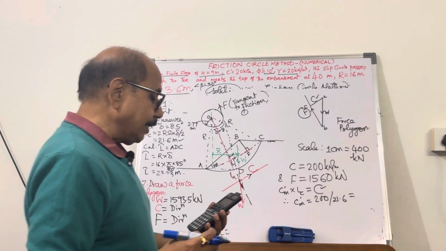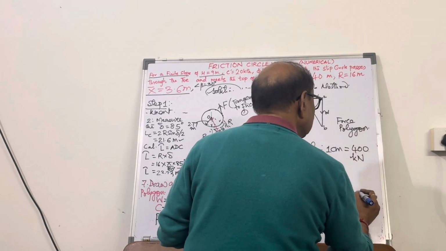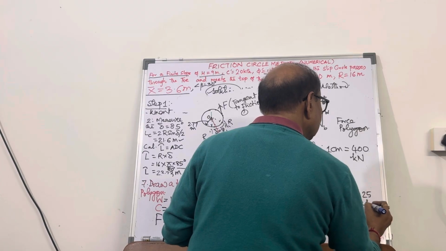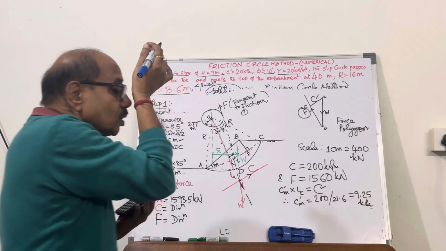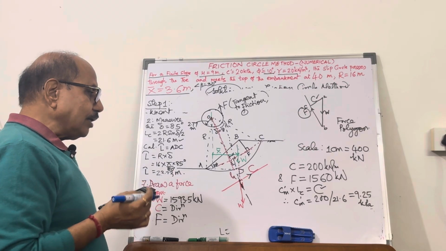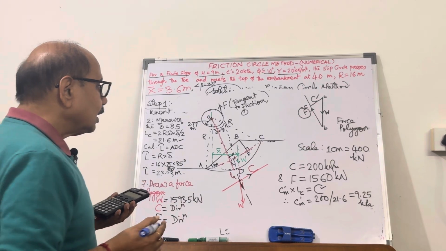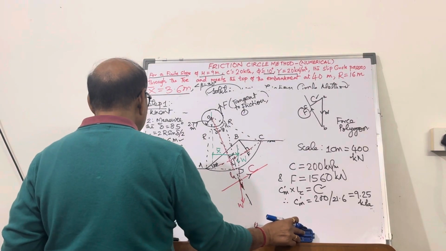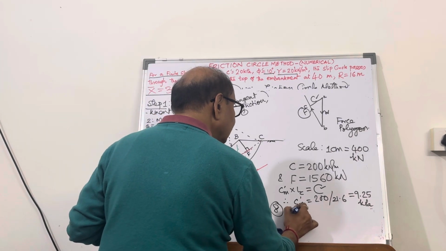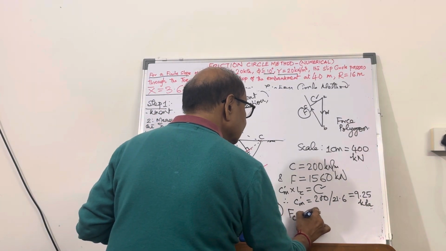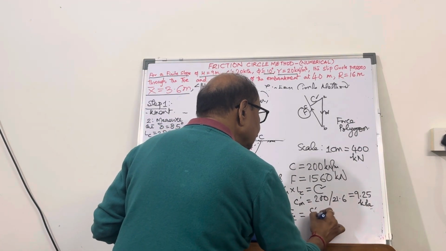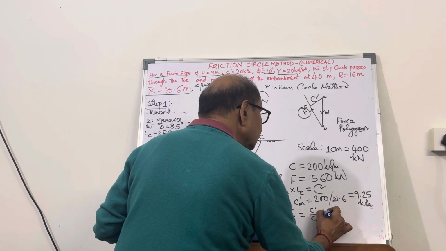So, this is 9.25 kilopascal. So, having got the value of mobilized cohesion, what can I do next? I can find out the factor of safety with respect to cohesion, which is going to be C prime divided by C mobilized.